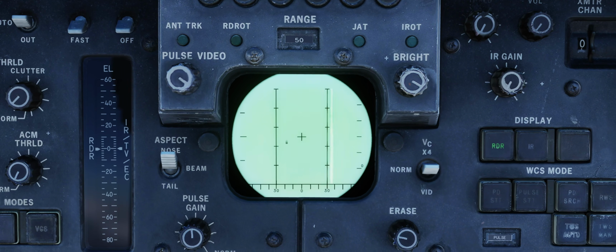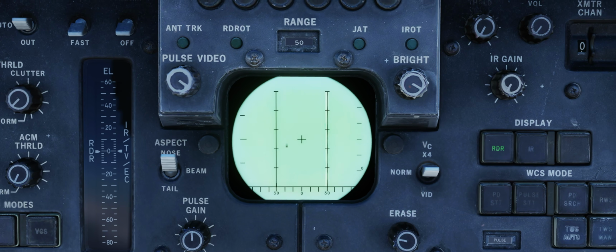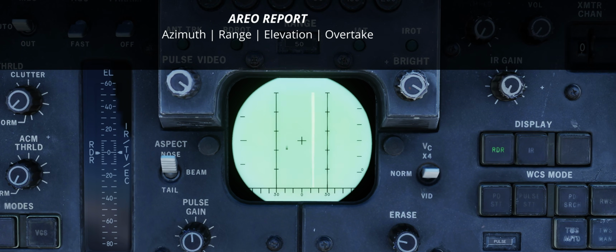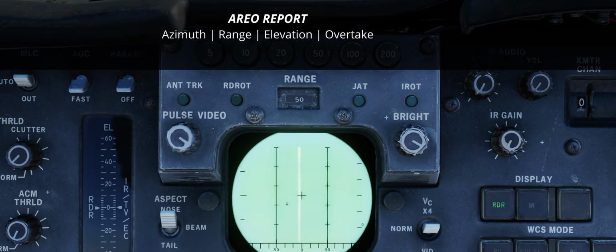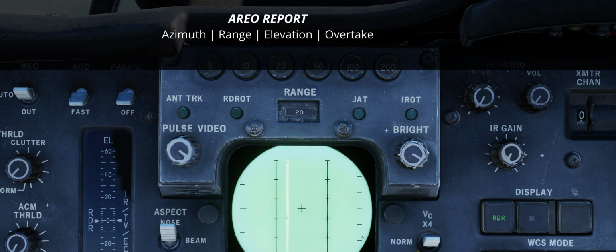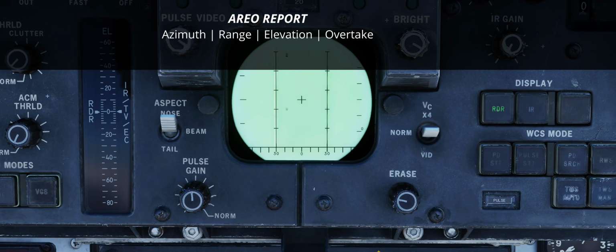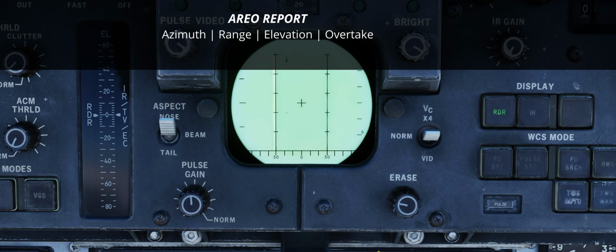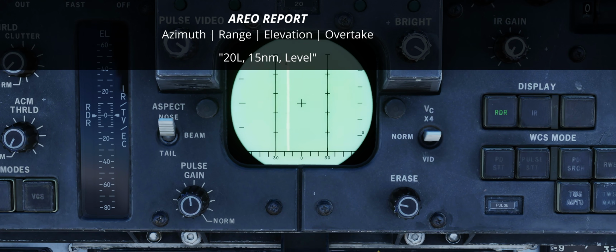Let's say we want to tell our pilot where to look for the incoming target. For this purpose, we can use the RIO report, acronym for azimuth, range, elevation and overtake. We don't know the closure without the lock, although it can be eyeballed, but we can still provide the other parameters, for example 20 left, 50 miles level.